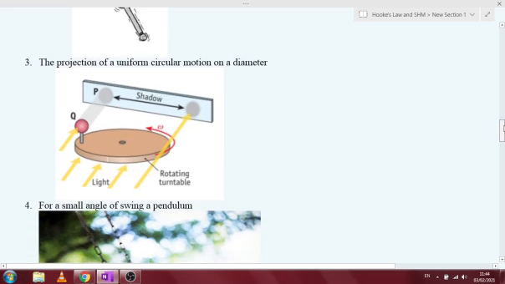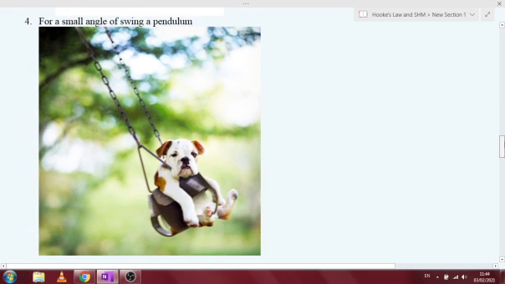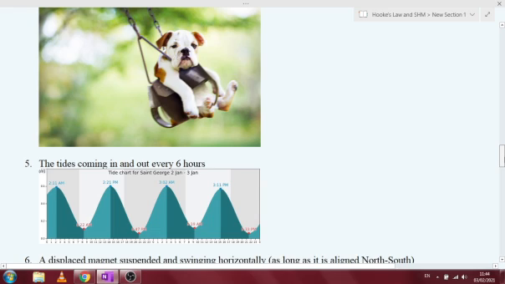Another one is a small angle of swing of a pendulum. So if you're on a swing, just going back and forth, that back and forth is also simple harmonic motion. The tides coming in and out every 6 hours are another example of simple harmonic motion. So tides go in, tides go out, and that back and forth is your simple harmonic motion.